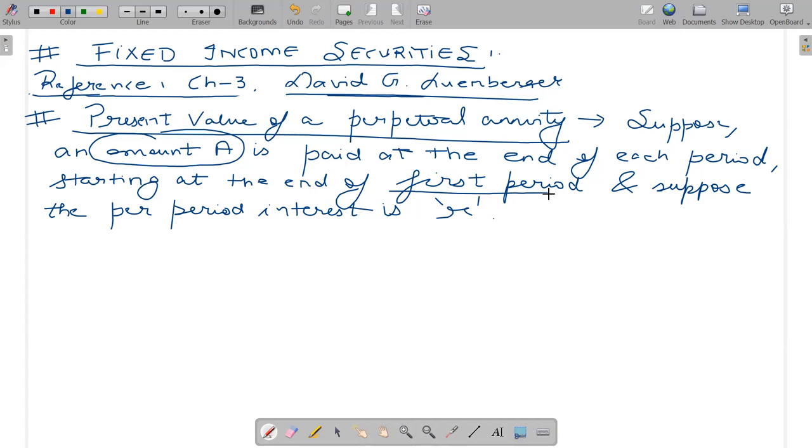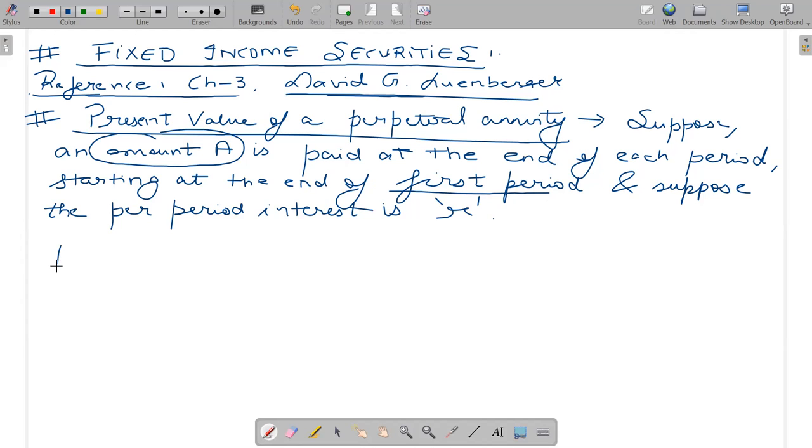Then what is the present value? We have done the concept of present value in our mathematical methods for economics course, in our microeconomics course, in our macroeconomics course, and in our lectures on consumption theory. So this is not a new concept now in the financial economics course.